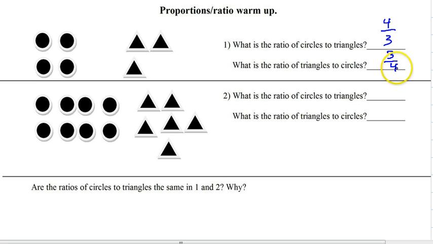Now a little bit trickier. What is the ratio of circles to triangles? It's 8 to 6. And over here, 6 to 8. Are the ratios of circles to triangles the same in 1 to 2? Before you say no, reduce it.